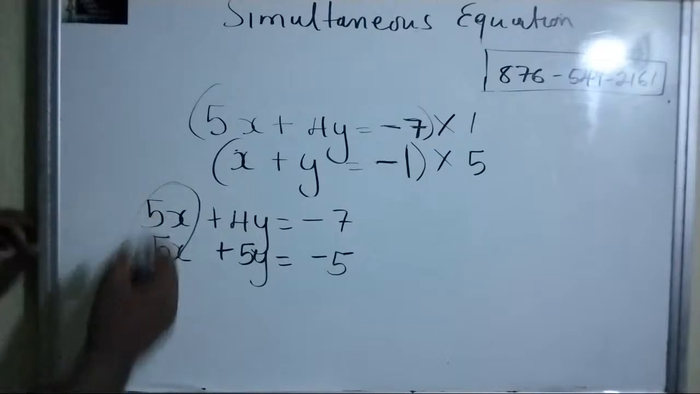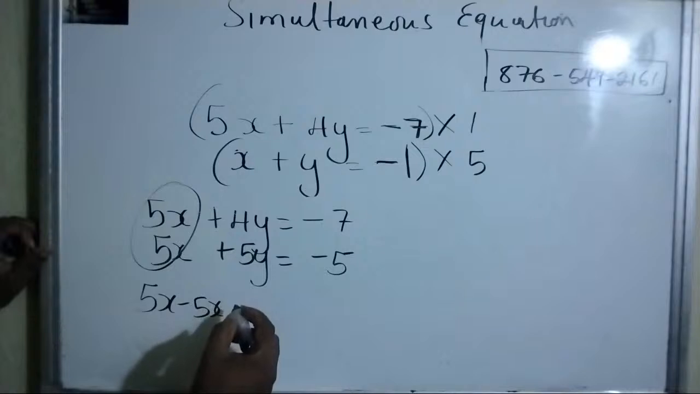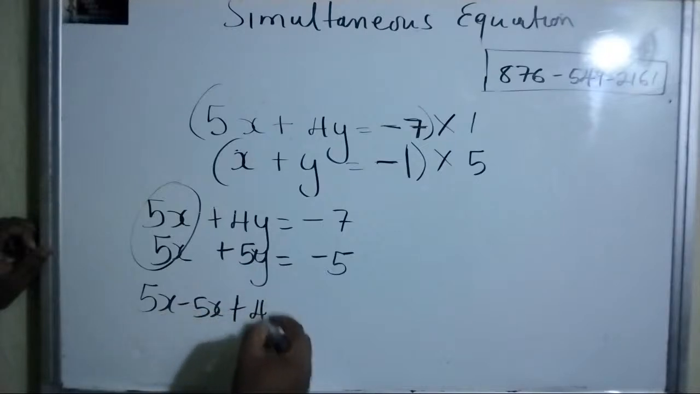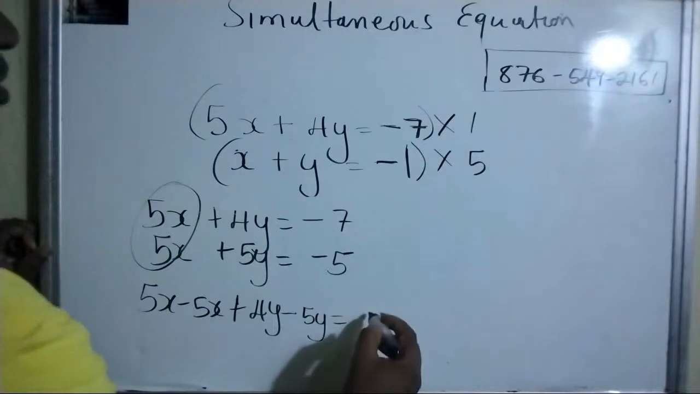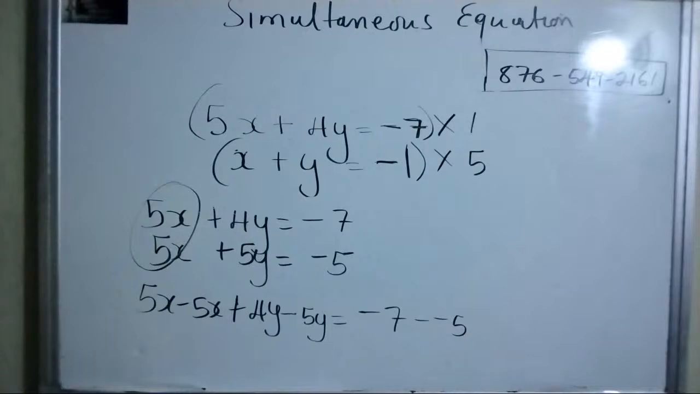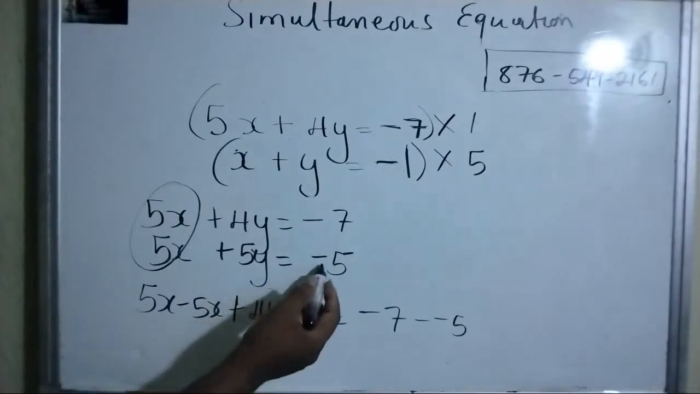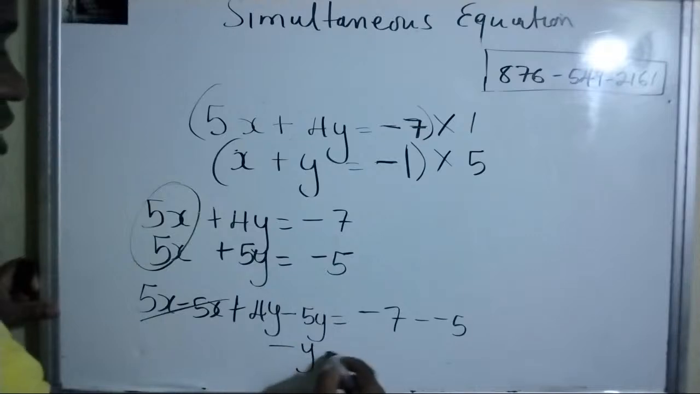And then 5 minus 5 is 0. And we have 4y minus 5y is equal to negative 7 minus negative 5. Notice, guys, I put back the minus. Everyone make note of this. I put back the minus, even though a minus is here, we still go with the minus. This is 0. This gives us negative y.